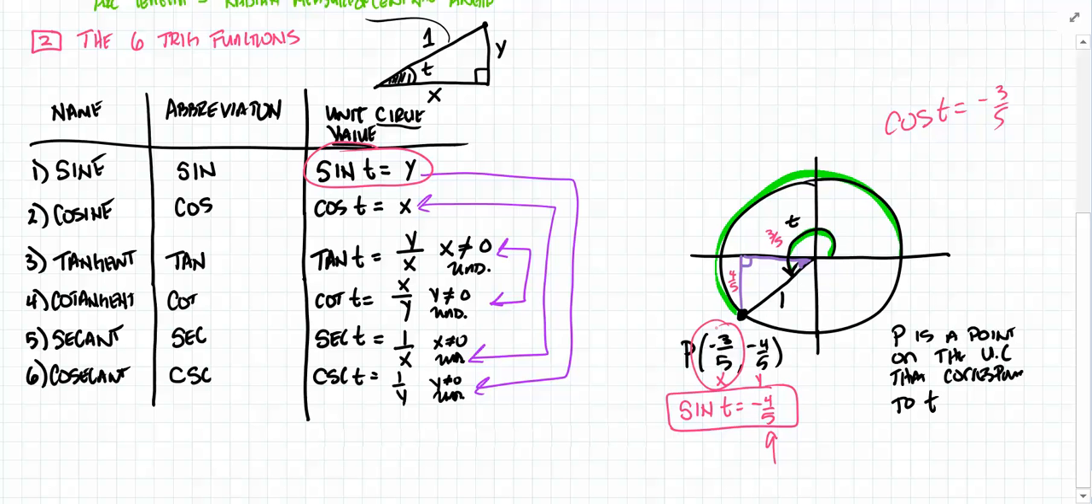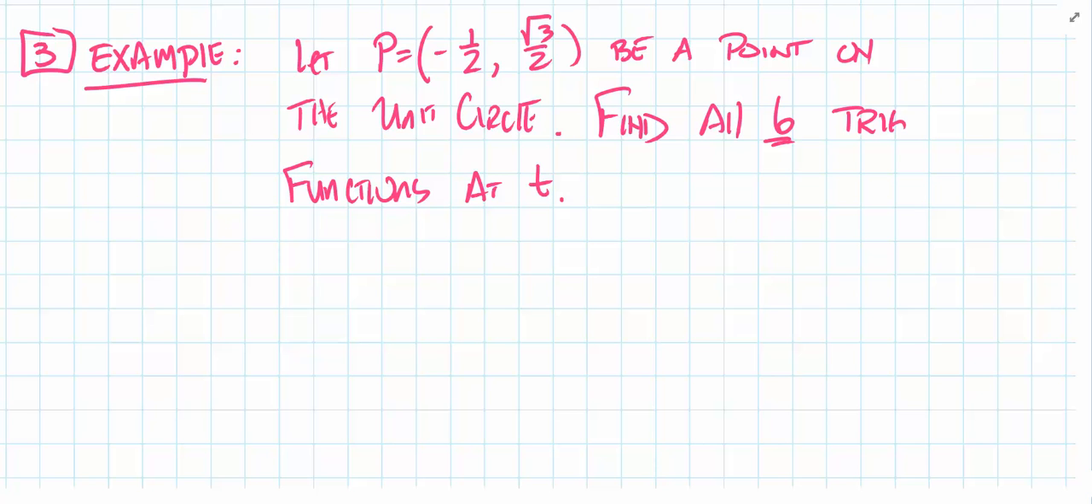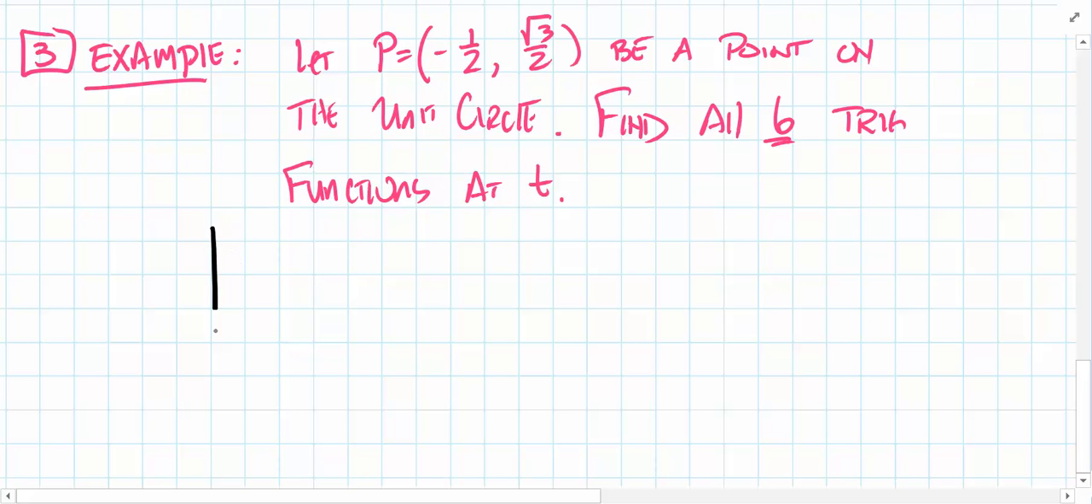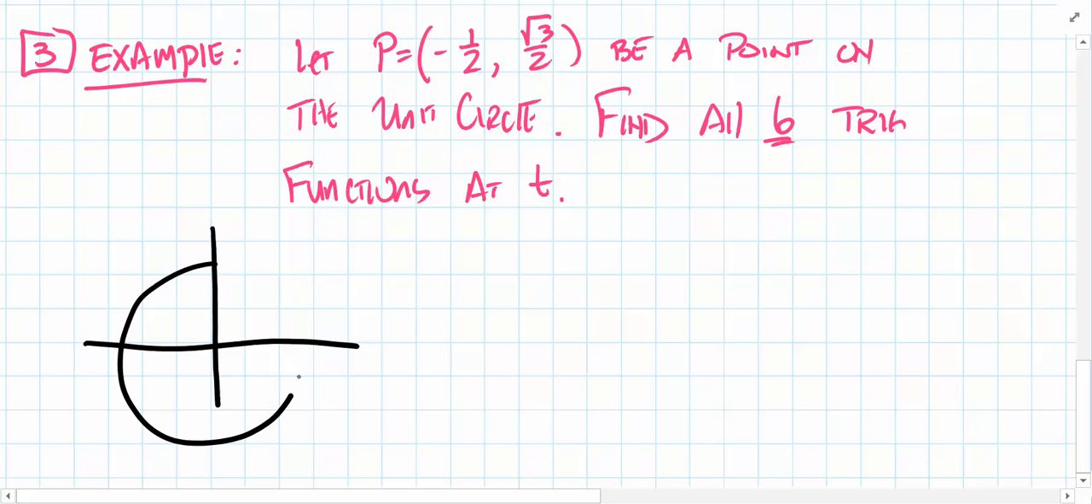So here we go. P is the point negative 1/2 comma rad 3 over 2, and that's a point on the unit circle. We want to find all 6 trig functions at that point t. Remember, P corresponds to t. All right, perfect. So the first thing that I want you to do for all of these problems is draw yourself a picture. Where is that point P? Here's my unit circle. I didn't do a very good job here. There's my unit circle.